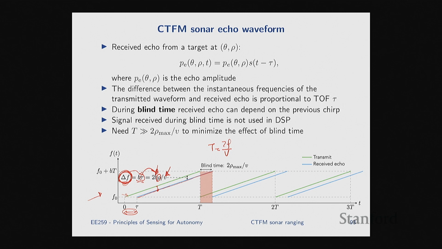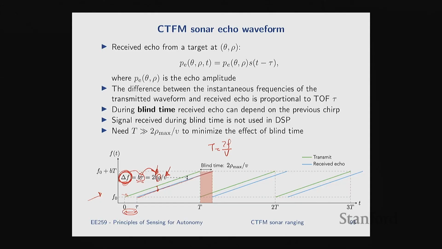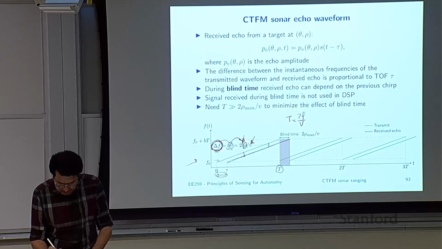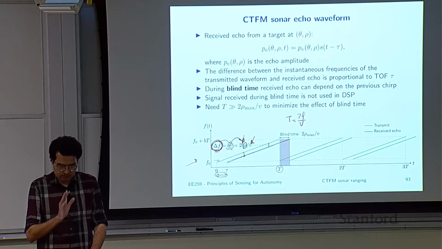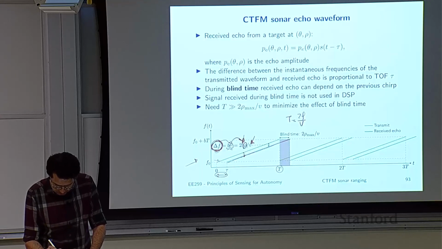Yes? Confused on the blind time, because isn't that usually like the periodicity of how long you're sending? Isn't T usually equal to 2 rho max over V? Oh, I see what you're talking about. This T, right? Okay. Let me first talk briefly about blind time, because I didn't talk about it yet, and then I will get to your question.